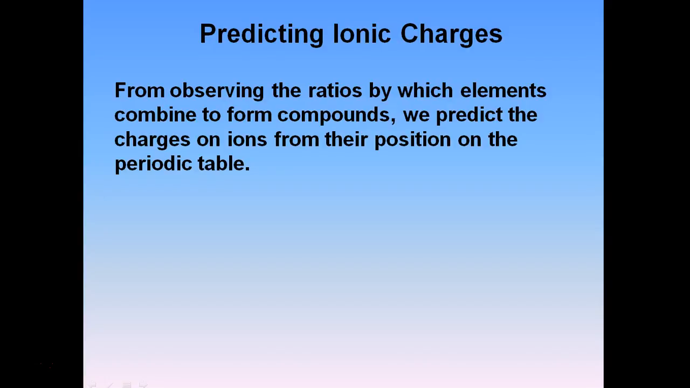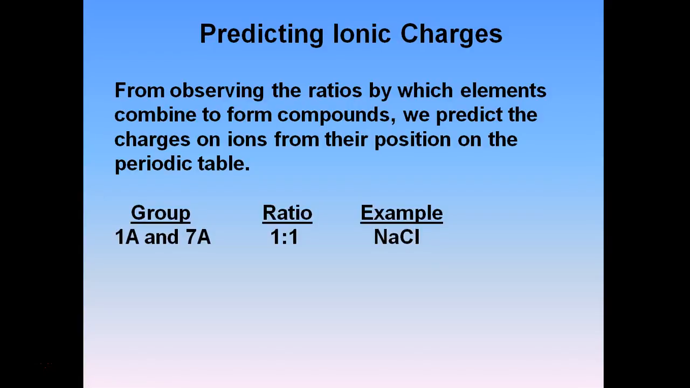And the pattern is going to help you figure out, just by looking at what group an element is in, what type of ion it's going to form. So, for example, if you look at group 1A and group 7A, you'll find that they react in a 1-to-1 ratio. So the example I use for that is salt, sodium chloride. That's something we're super familiar with. But any two elements in those two groups always combine in a 1-to-1 ratio.